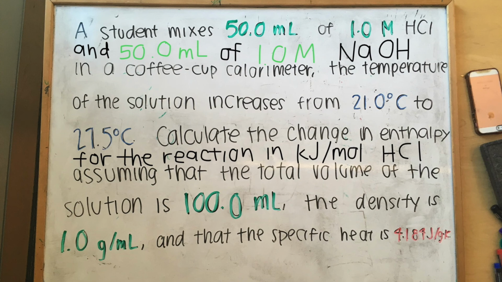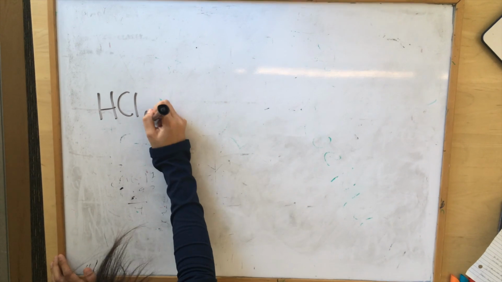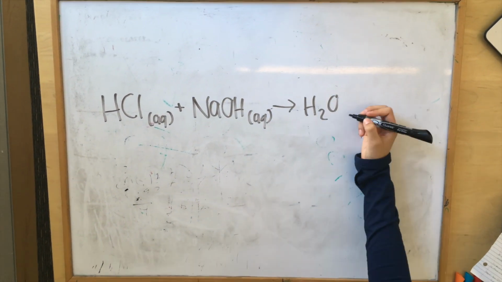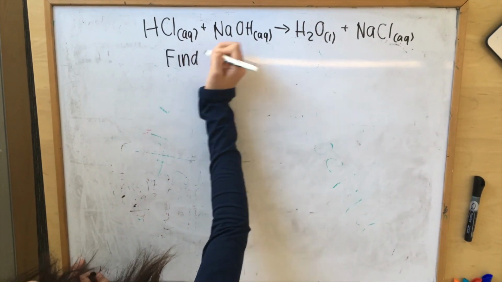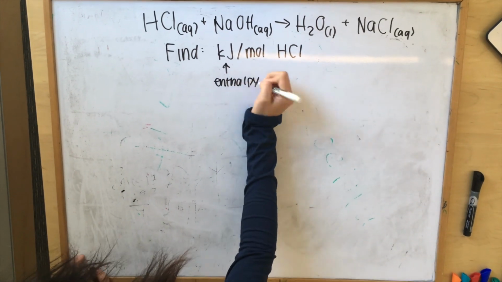First thing we want to do is to write a balanced equation to represent our reaction. Here, it's a double replacement reaction that produces water and sodium chloride. The question is asking us to find the change in enthalpy in kilojoules per mole of HCl. The kilojoules represent the change in enthalpy, or ΔH.